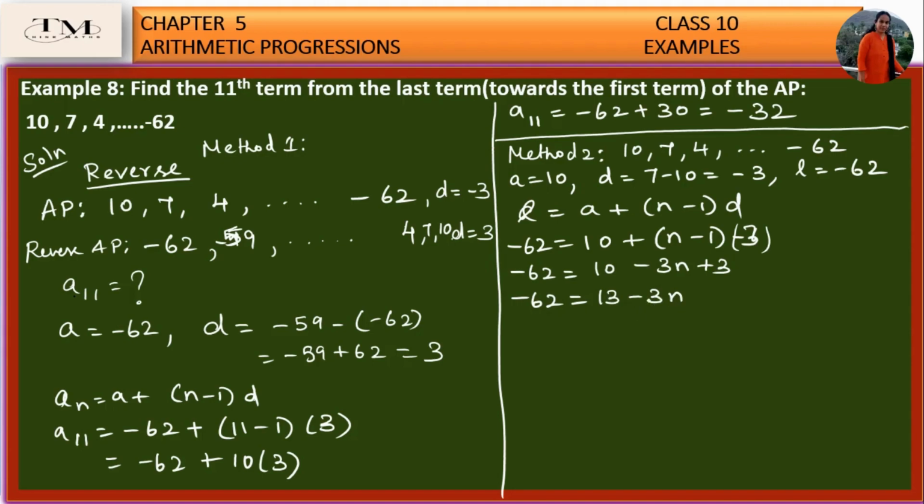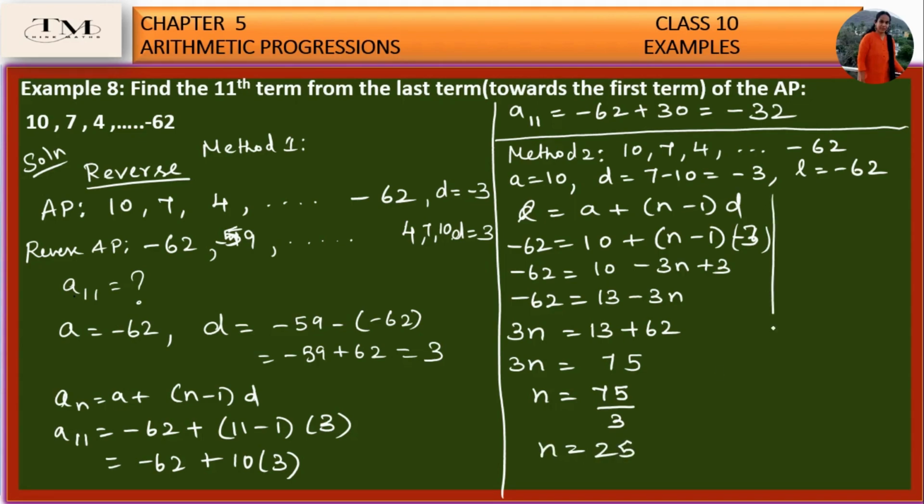So here n has the negative coefficient. So I am going to take minus 3n here. So it will become plus 3n equal to 13 minus 62, which will become plus 62. So 3n will be equal to, if you add, 3 plus 2 it is 5, 6 plus 1 it is 7. So n will be equal to 75 divided by 3. So 2 3s are 6, balance is 1, it is 25. So there are 25 terms in this list.